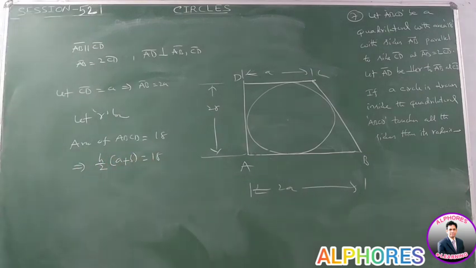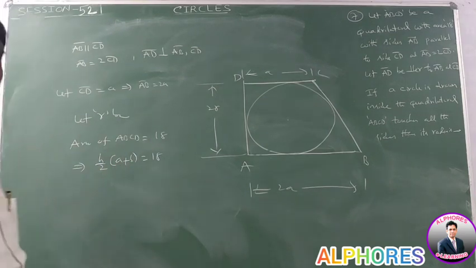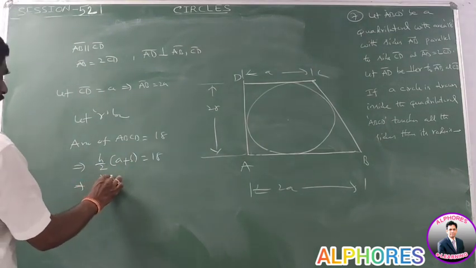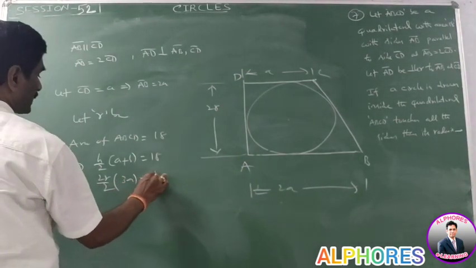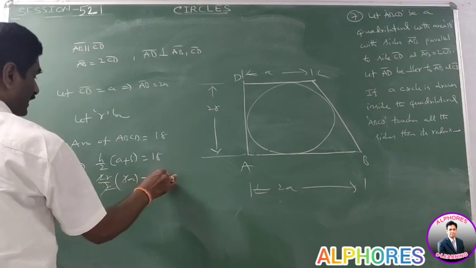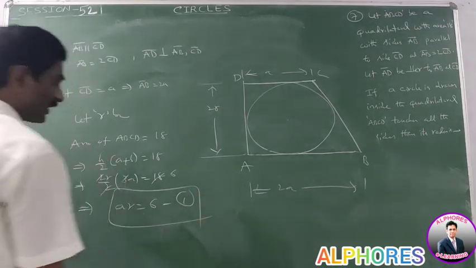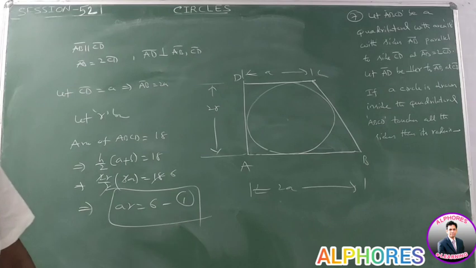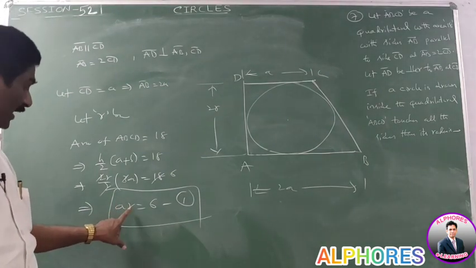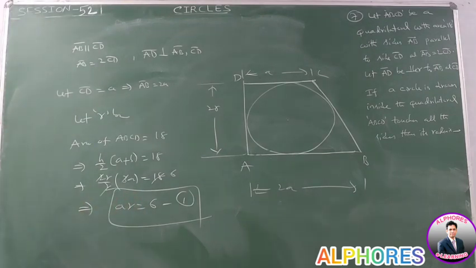Area of the trapezium is equal to H by 2 into A plus B. Here H is the distance between the parallel sides, and A, B are the lengths of the parallel sides. Here height means 2R. 2R by 2 into A plus 2A, that means 3A, is equal to 18. Here 2 cancels, 3 sixes are 18. That means AR is equal to 6. It is one equation. If we find the value of A, then we get R. The required value is R. So, how do we find the value of A? Please note the diagram.